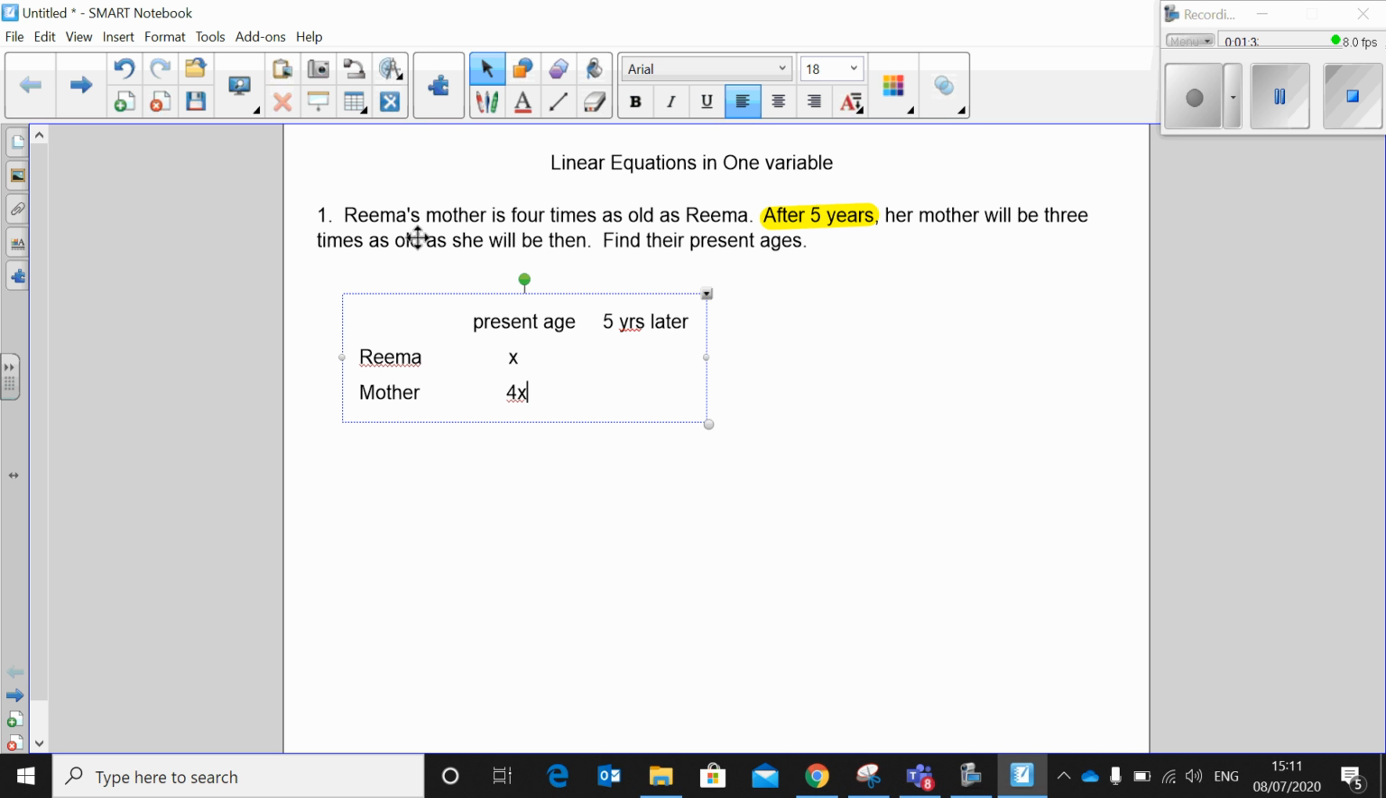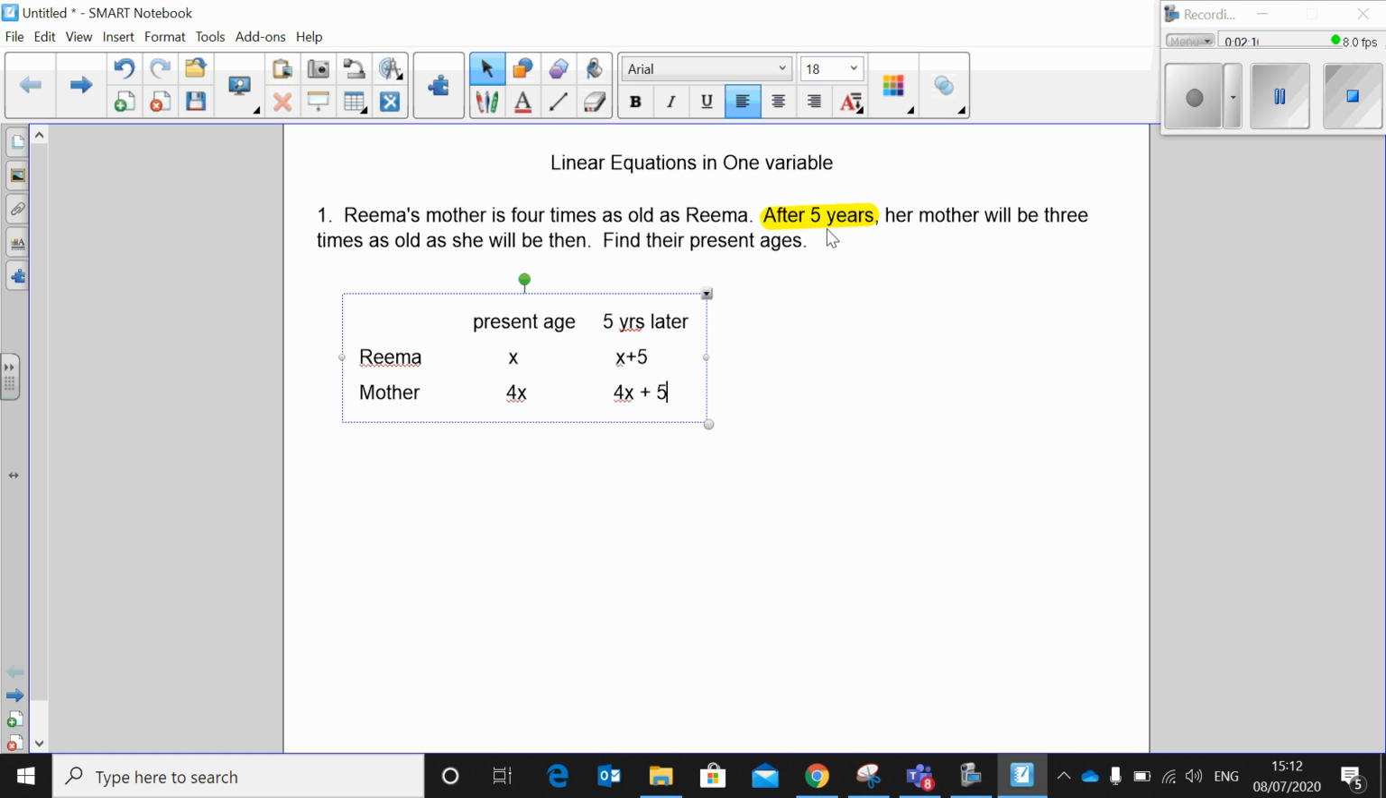Now we have the first statement. Rima's mother is 4 times as old as Rima. That means let us take Rima as x, and mother's age will be 4x. Now, after 5 years, they are relating them. So after 5 years, what will the ages be? If Rima is x years old now, after 5 years she will be x plus 5. Suppose I am 30 years old now, 5 years later I will be 30 plus 5, 35 years. So the mother's age will be 4x, and after 5 years, 4x plus 5. Correct? So now we have the table with present age and 5 years later.